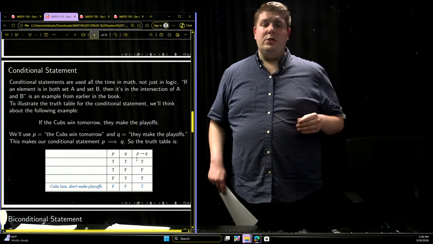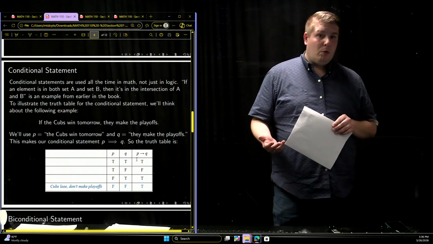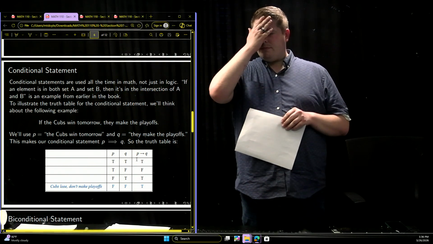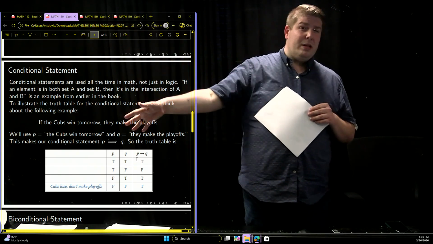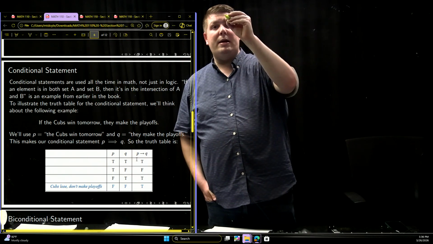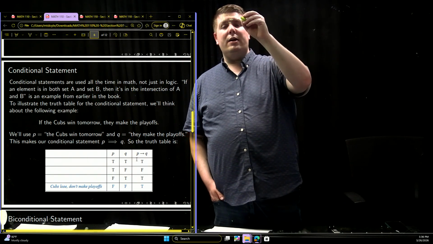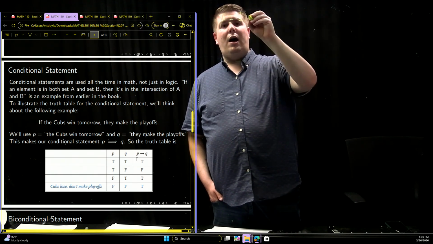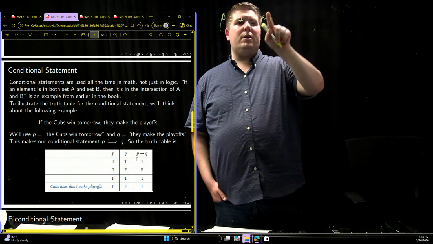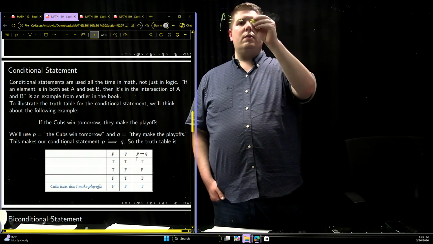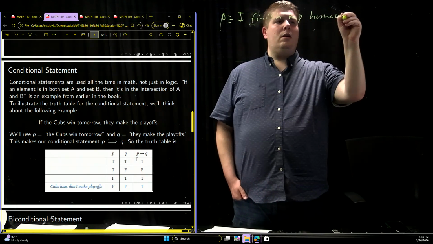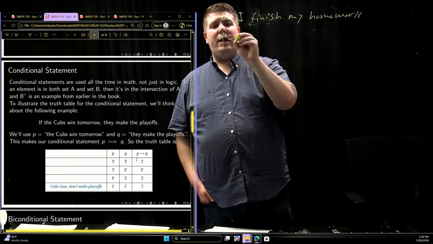All right. So here is a more difficult one. It's the conditional one, the truth table. I have my own example that I think makes more sense. Let P be I finish my homework. And Q be we will hang out.